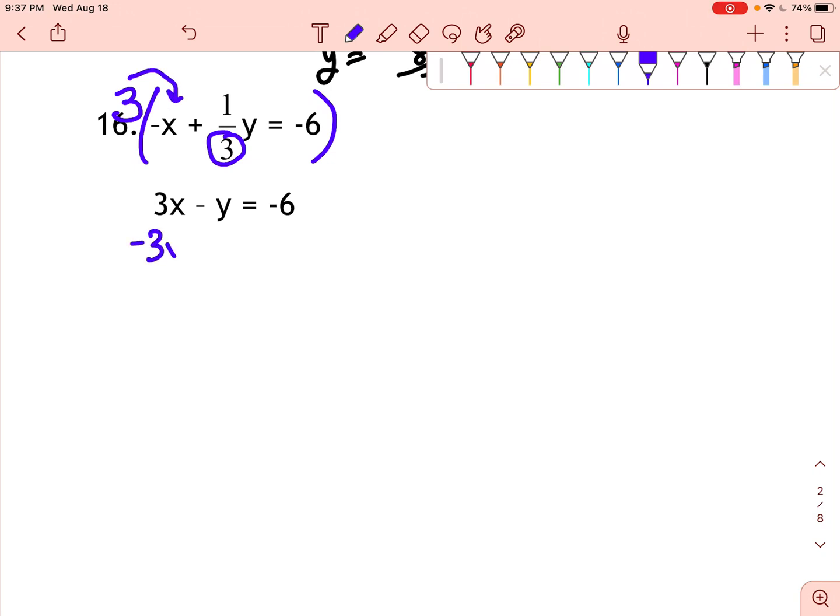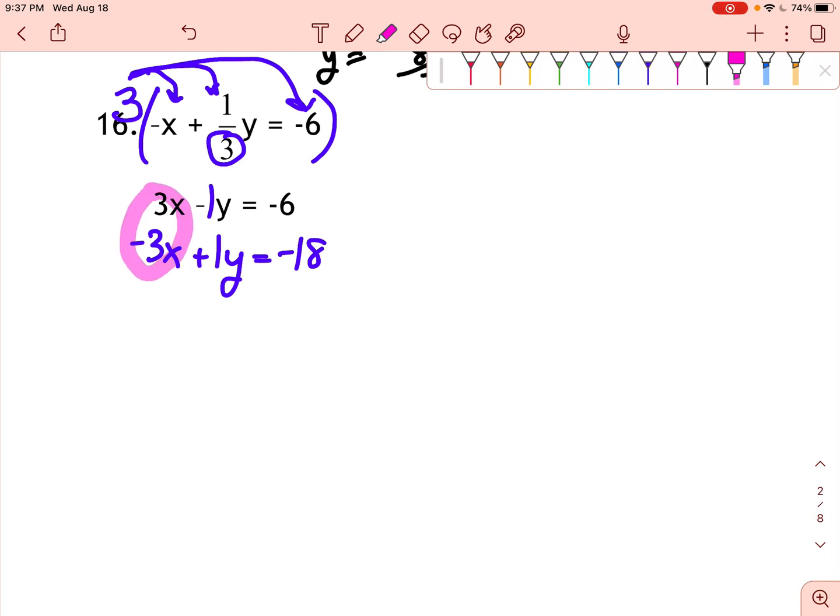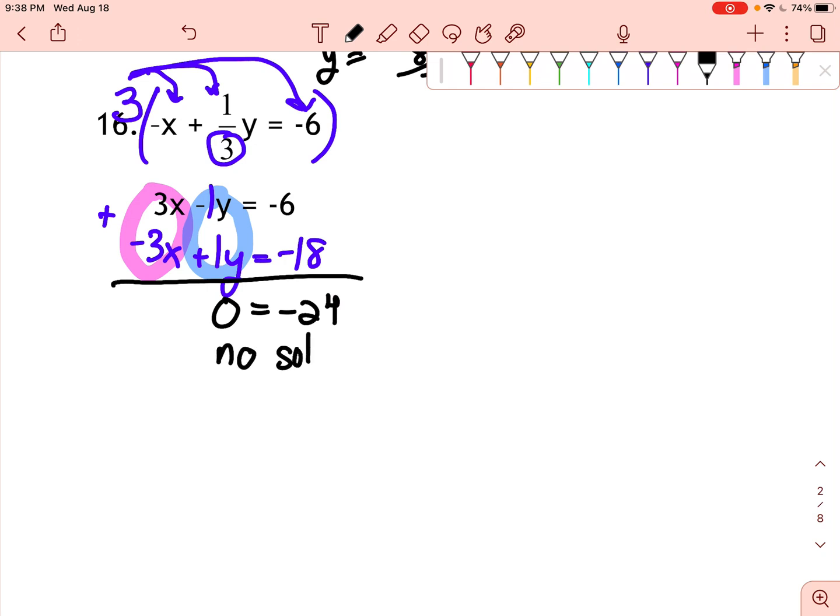So this becomes negative 3x. Okay, 3 times 1/3, positive 1y. Okay, and this becomes a negative 18. So just by looking at this now, I notice something funny that's happening. I notice that a positive 3x and a negative 3x, when I add them together, that's 0. And I notice that a negative 1y and a positive 1y also become 0. So if I was to add these together, I end up with 0 equals negative 24. So in other words, that's never going to happen. This ends up being no solution.